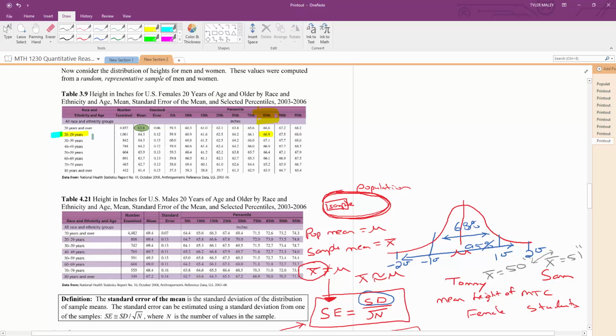And what we need to look at is the mean, and we need to know the standard error.